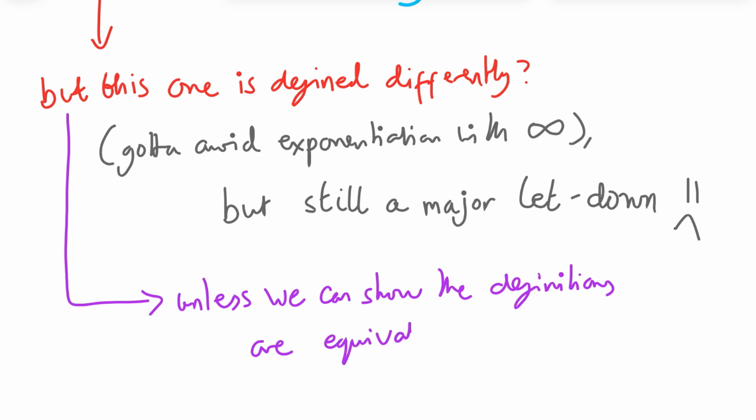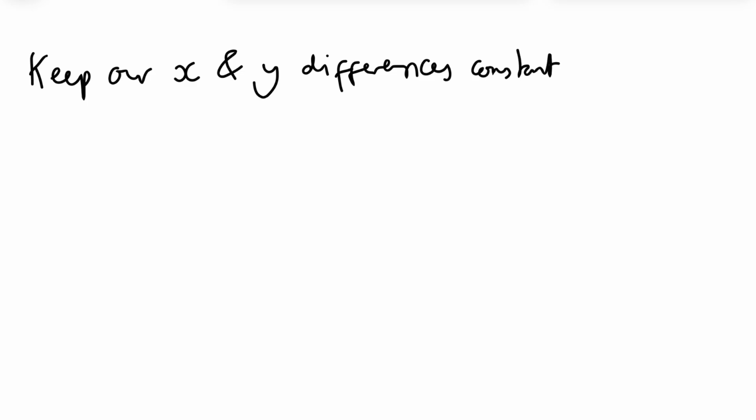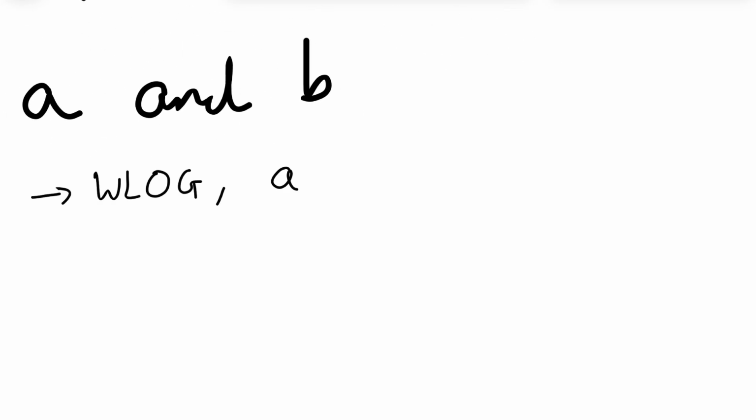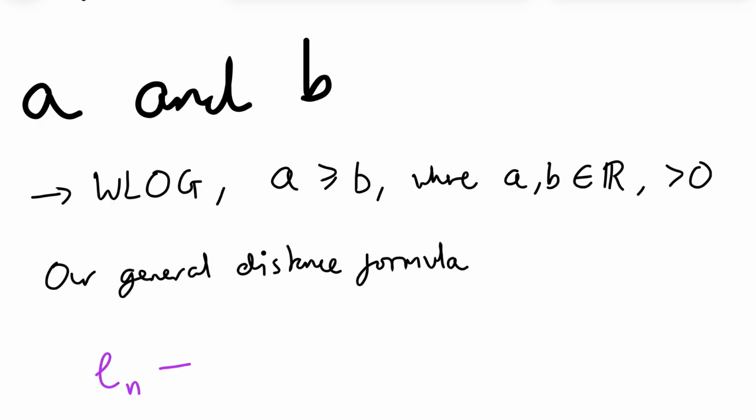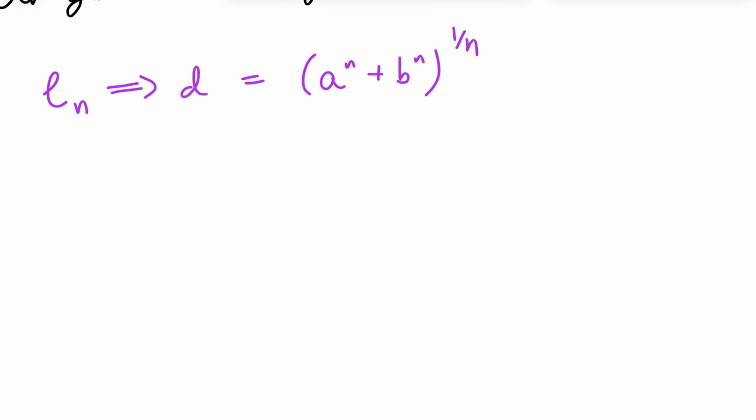Well, here we go. To prove this, we're going to keep our x and y differences constant. Let's call them a and b. And, without loss of generality, let's say that a is greater than or equal to b. And for the sake of avoiding any weird shenanigans, let's say that a and b are non-zero real numbers. Then we can plug a and b into a general distance formula and consider what happens as n, our power here, approaches infinity. What we're going to do is rewrite our smaller number b in terms of a.